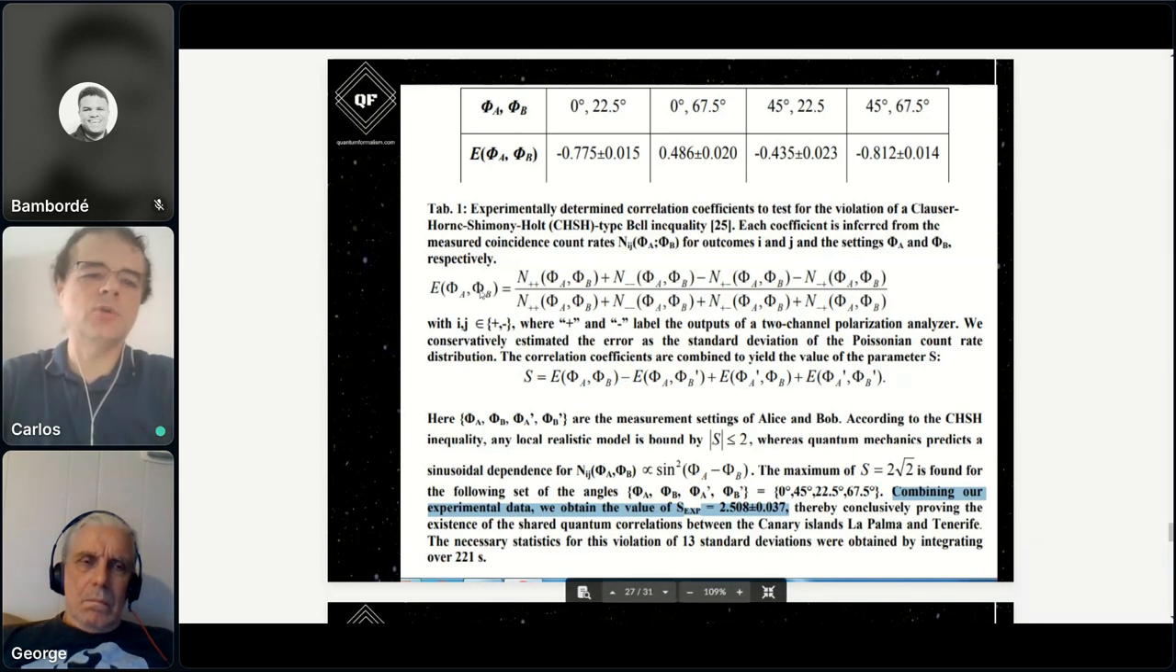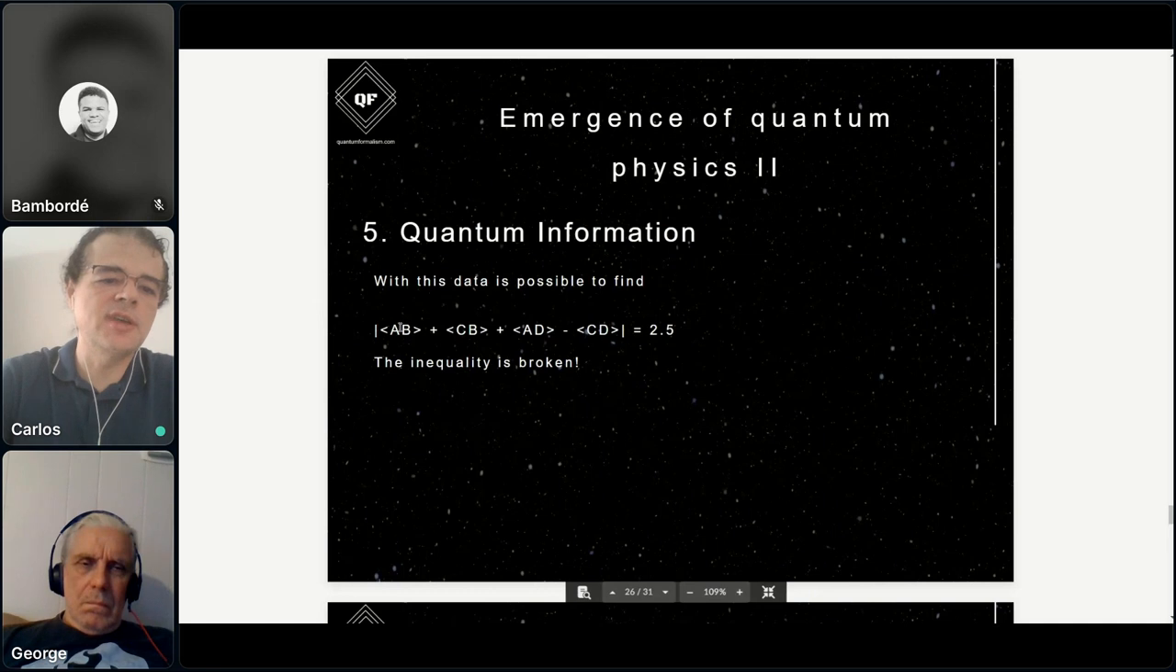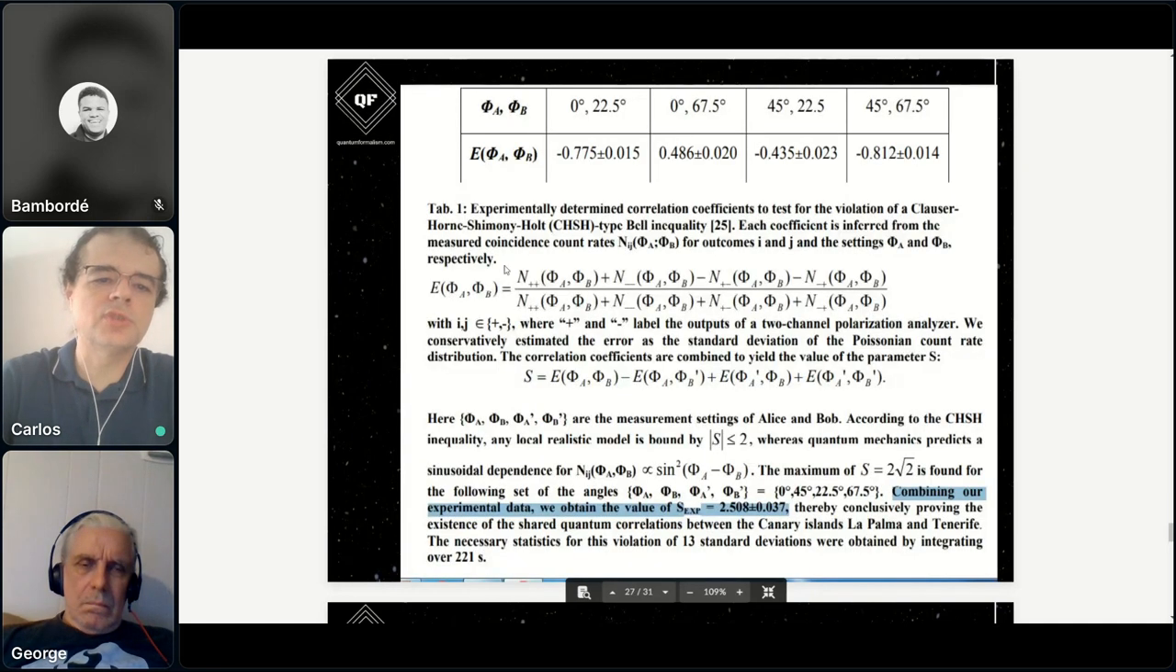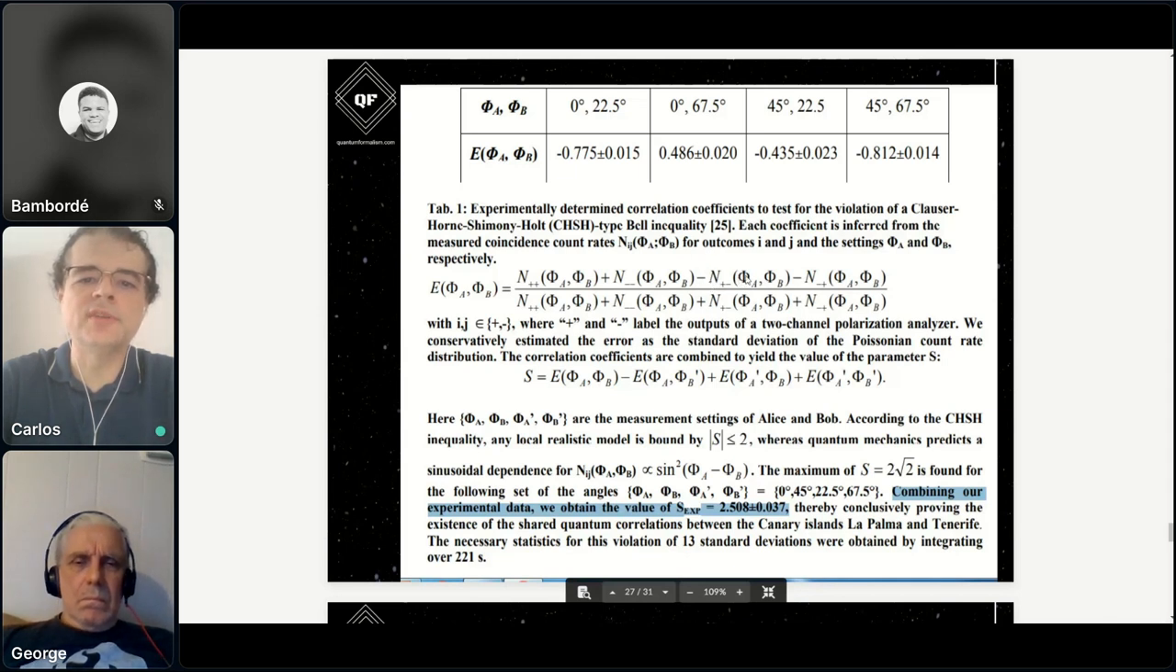I call them A, B, C, D to simplify, but the way they evaluate this average, let's say for A and B, is with an expression like this. N is the number of times that A and B are both plus one, plus the number of times that A and B are both minus one, minus the number of times that A and B have opposite signs, A plus one and B minus one, minus the number of times that A is minus one and B is plus one, all divided by all the possibilities.